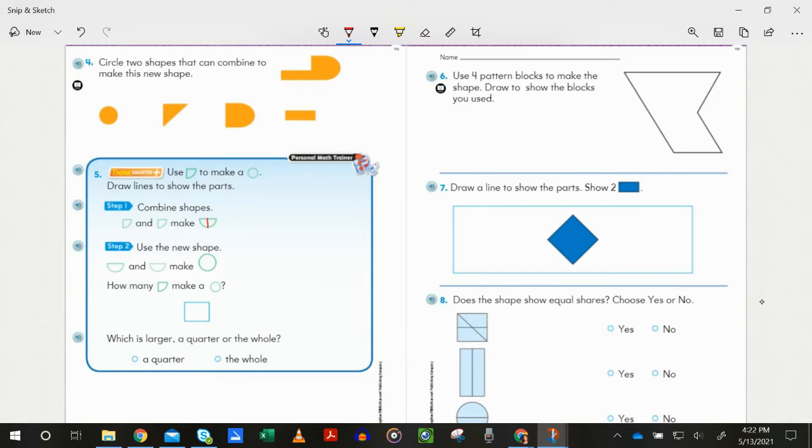Which is larger, a quarter or the whole? Fill in the bubble, either a quarter or the whole.